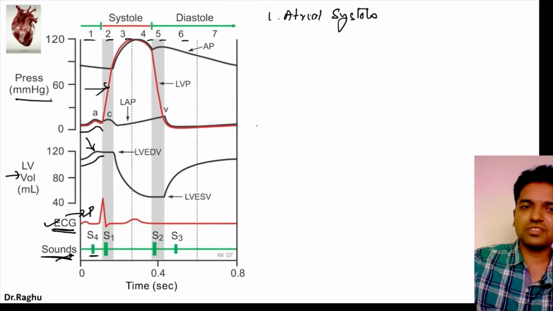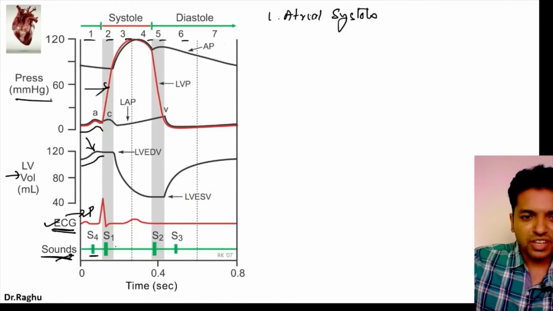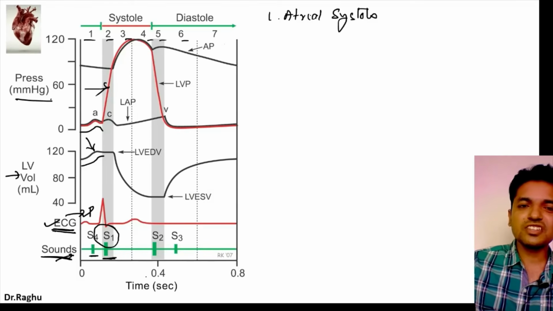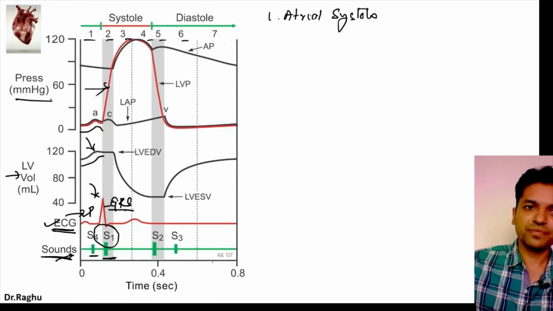Now what happens after the atrial systole? The ventricle is completely filled with blood. Pressure in the ventricles is high, and this causes closure of the atrioventricular valves. The closure of the atrioventricular valve results in the first heart sound, that is S1. And then the ventricular systole is going to begin. So the ventricles begin to contract. Ventricular systole coincides with the QRS complex of the ECG.